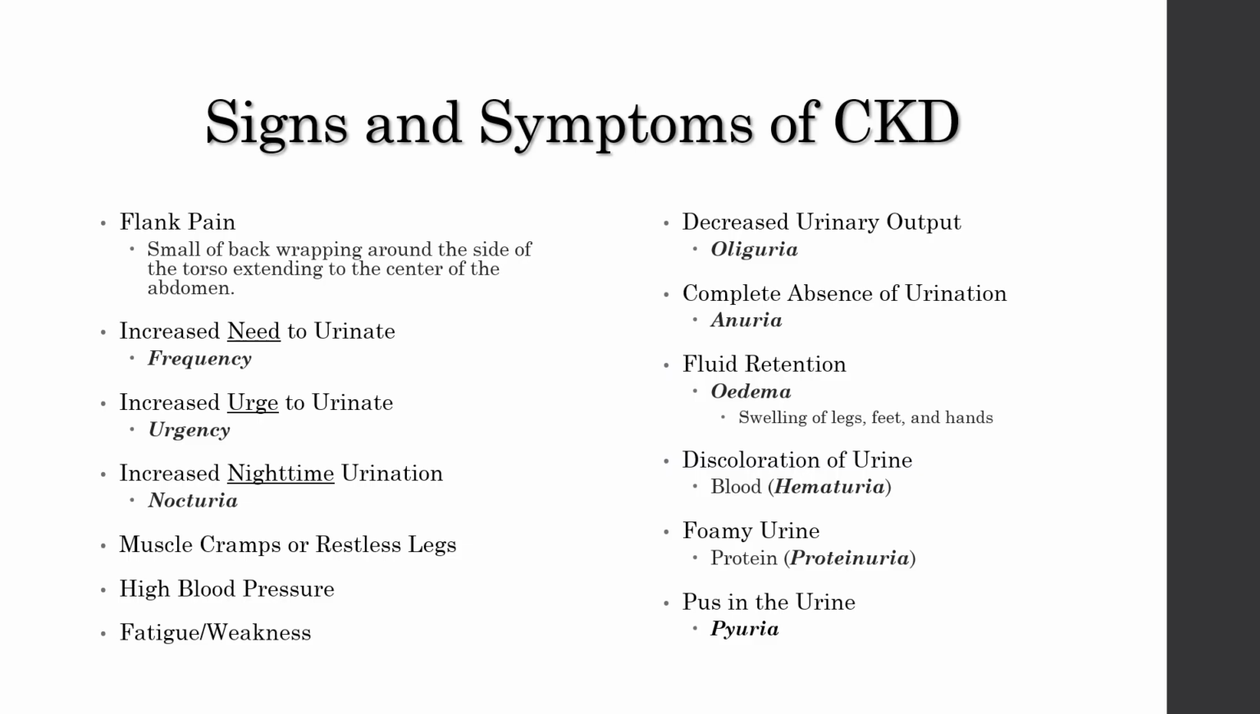Changes in urine patterns. You'll often see terms that sound intimidating but are actually very logical. So frequency just means increased need to urinate. Urgency, which is sudden, strong urge to urinate. Nocturia, which is waking up multiple times at night to urinate. These occur because damaged nephrons struggle to properly regulate water balance. There's also decreased urine output. Reduced urine output, and anuria is complete absence of urine. Okay, at this point, nephron loss has reached a critical threshold.